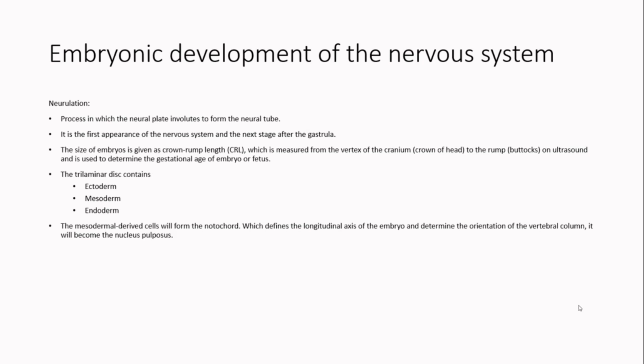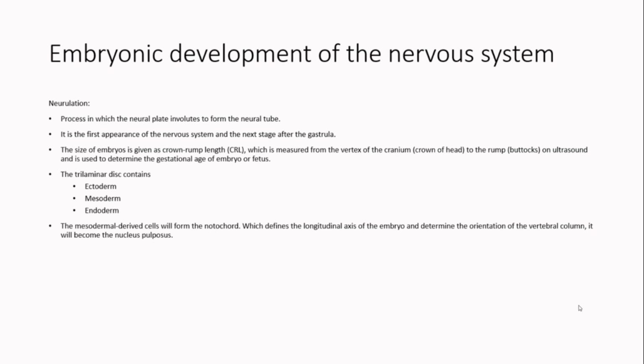Then after gastrulation, we have another process called neurulation, and this is our main focus today when it comes to the embryonic development. And it is a process where the neural plate involutes, and it will form the neural tube, and the neural tube will make the CNS. And this is the first appearance of the nervous system after the gastrulation process.